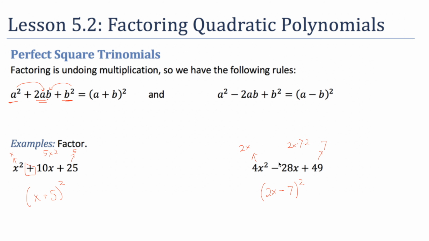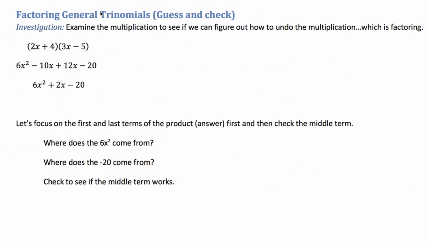So those are a special type of trinomial. They're perfect squares. They have to fit that special form. They will come in handy later when we are solving quadratic equations. The next ones are just general trinomials, not perfect square, but general.